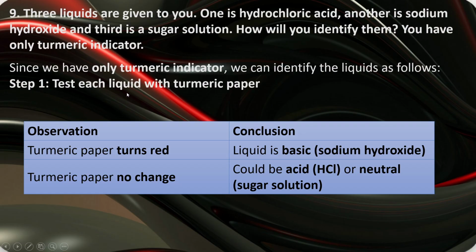Step 1. Test each liquid with turmeric paper. Observation and conclusion: if the turmeric paper turns red, the liquid is basic, sodium hydroxide. If the turmeric paper shows no change, it could be an acid or a neutral liquid, the sugar solution.